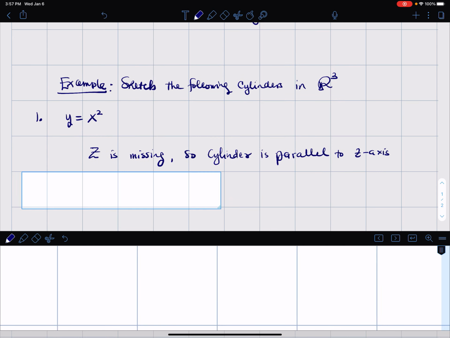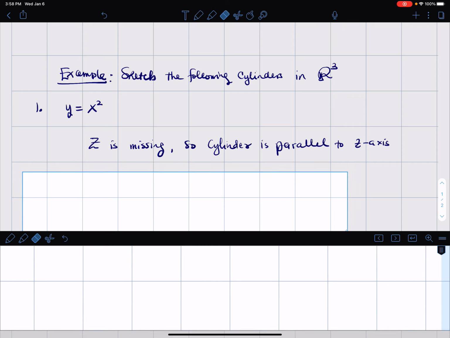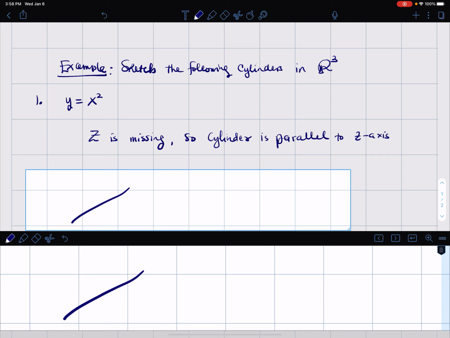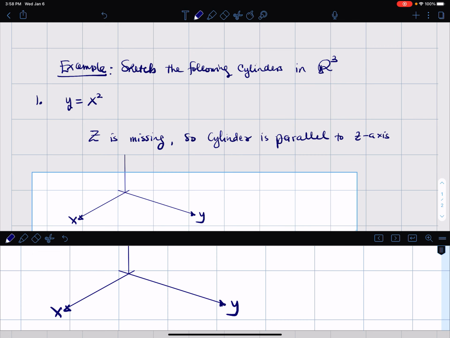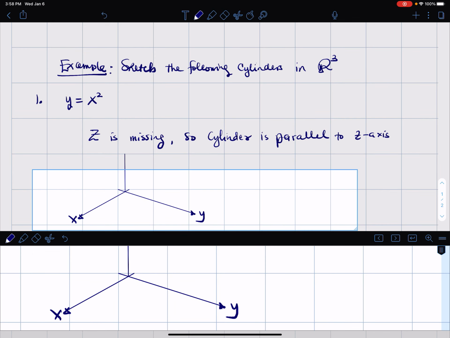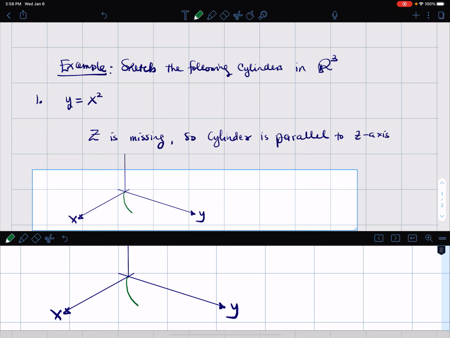All right, so how do we sketch this? We focus on the x and y axis to begin with. We have the x-axis, y-axis, and then you have your z-axis. Okay? Now, try to draw a trace. Your trace should be a parabola on the xy axis. So if I draw a trace, a parabola in the xy axis, what do I get? I get that.